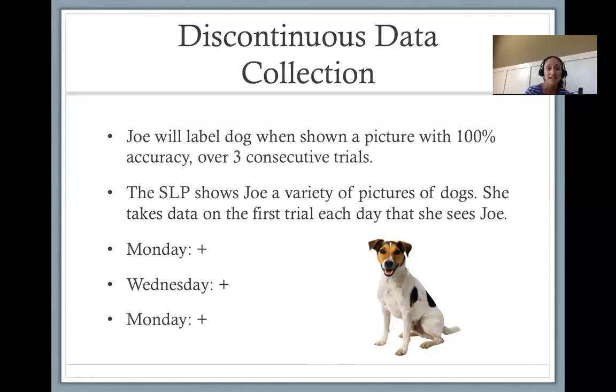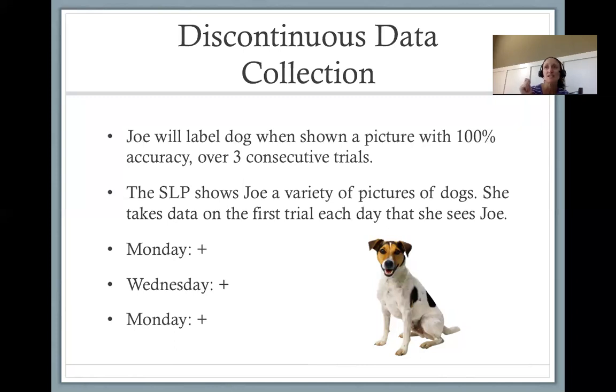Now, discontinuous data collection: Joe will label dog when shown a picture with 100% accuracy over 3 consecutive trials. So what is that going to look like? How is that going to be different? The SLP shows Joe a variety of pictures of dogs. Way to go, SLP, you have lots of materials. She takes data on the first trial each day that she sees Joe. Joe gets 2 sessions, Monday and Wednesday. So Monday she goes in, he labels dog, plus. They're still going to work on all the other things that they're working on, and you can take data on multiple targets this way. It doesn't just have to be one.